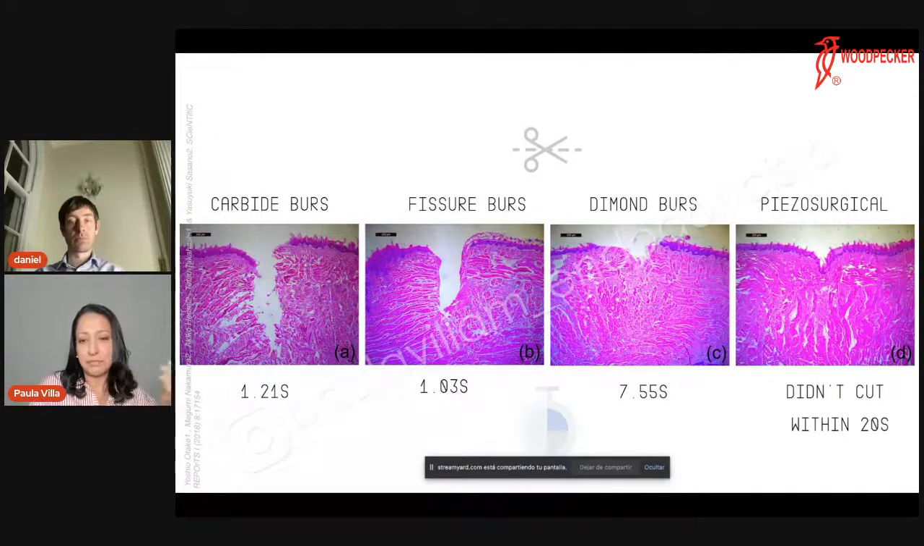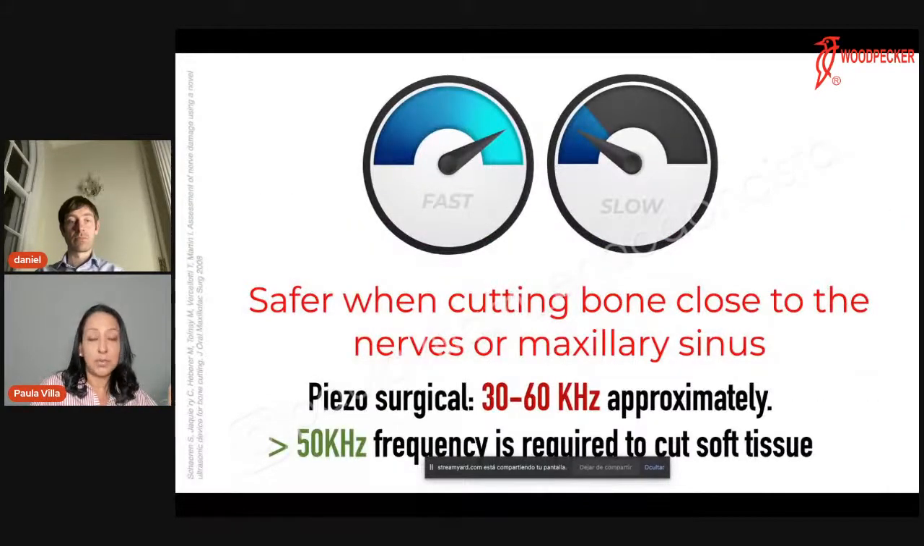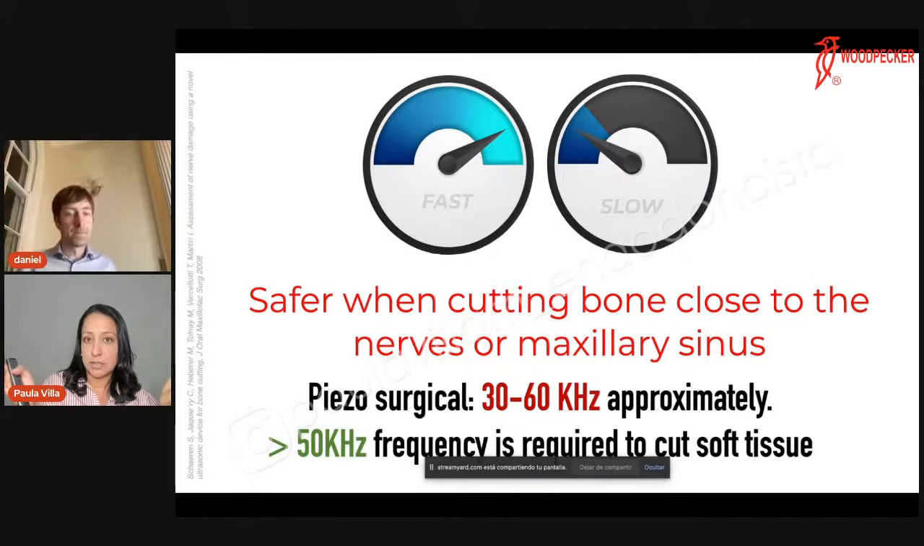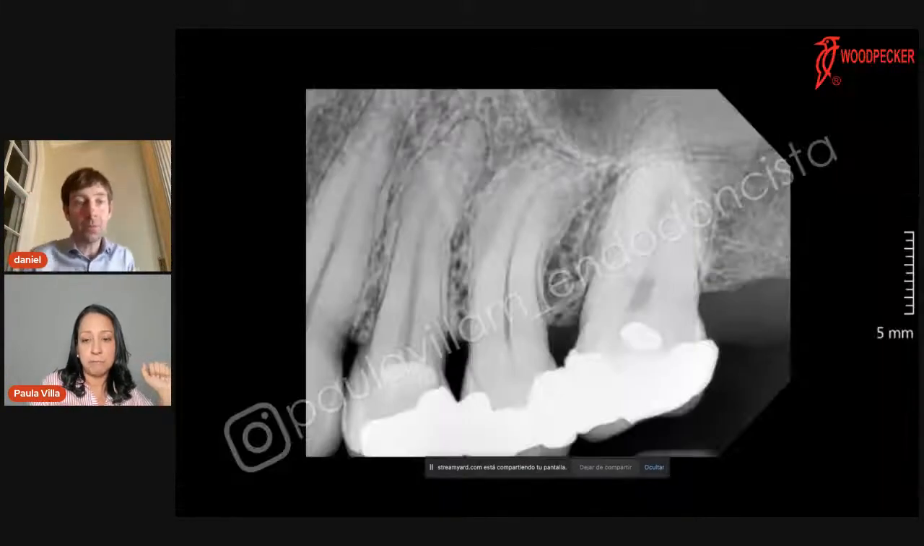We can be relaxed when touching the soft tissue. But it's very important to take this into account. Please keep in mind, they are safer when cutting bone close to the nerves and maxillary sinus. But piezosurgical devices work in a range between 30 to 60 kilohertz, and when they are working over 50 kilohertz, they can cut soft tissue. So keep it in mind when you are cutting very close to the maxillary sinus or the mental nerve, for example. Please try to work in the lower frequency of the equipment.